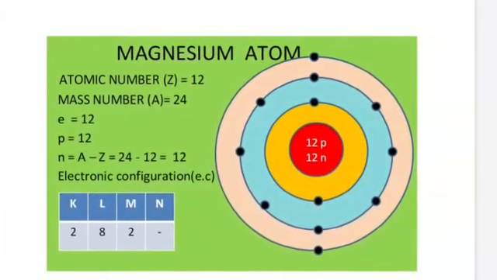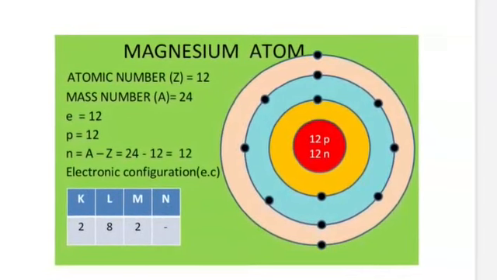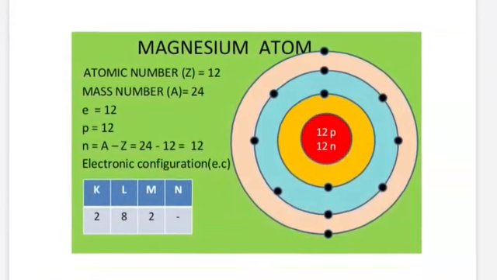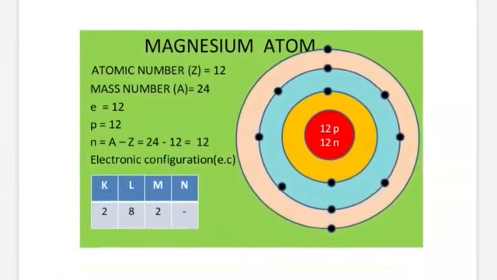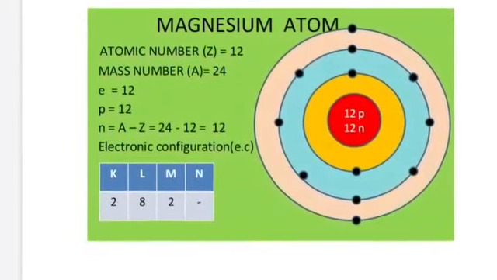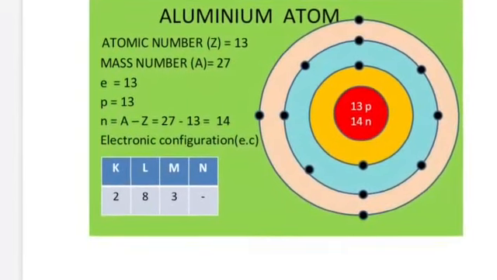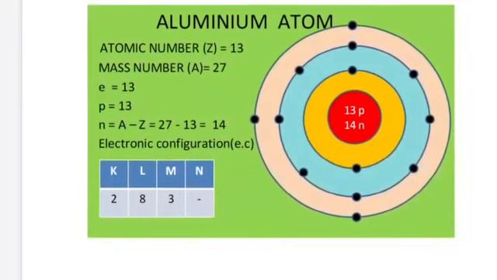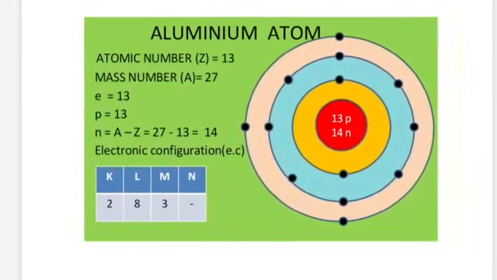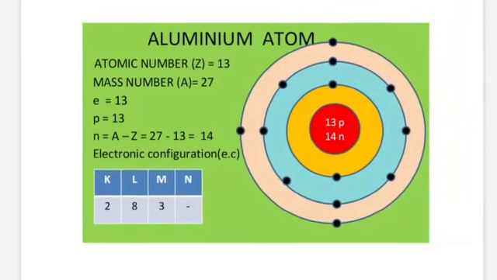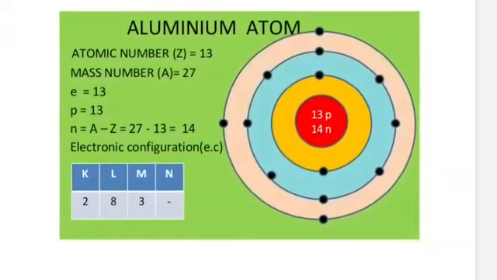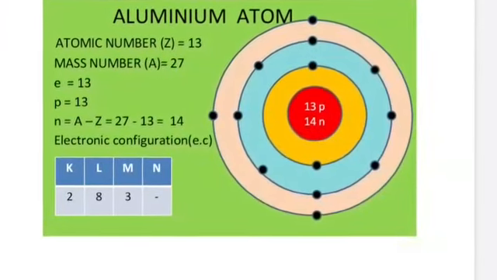Next atom is magnesium atom with atomic number 12, mass number 24. So, 12 electrons, 12 protons and 12 neutrons. Electronic configuration will be 2, 8, 2. Atomic number of aluminium is 13, mass number 27. So 13 electrons, 13 protons and 14 neutrons. Electronic configuration is 2, 8, 3.